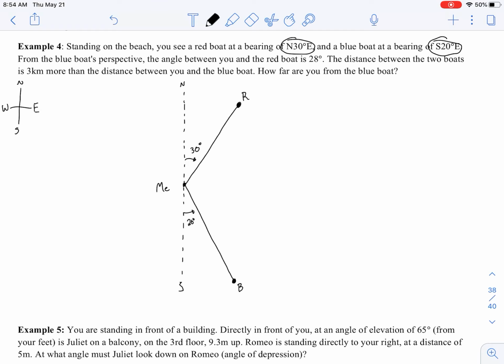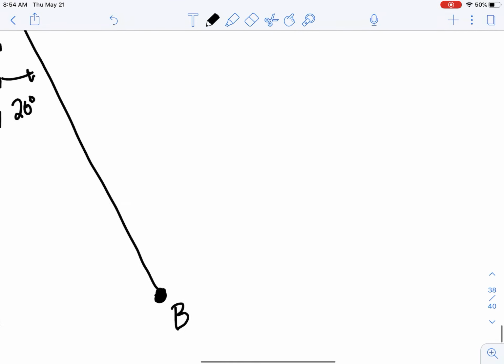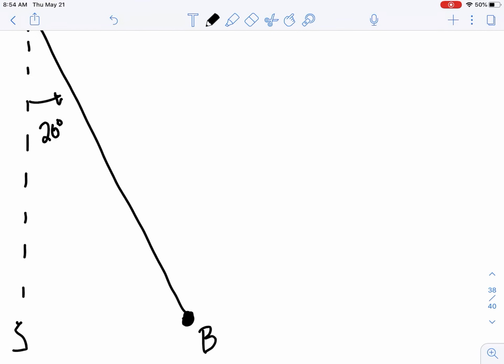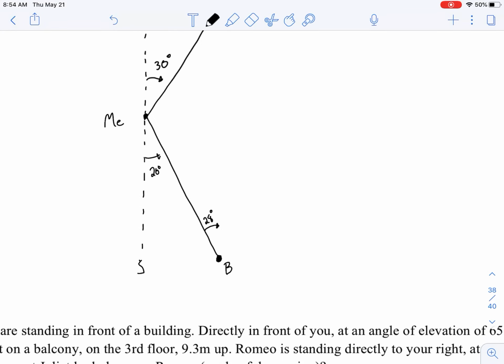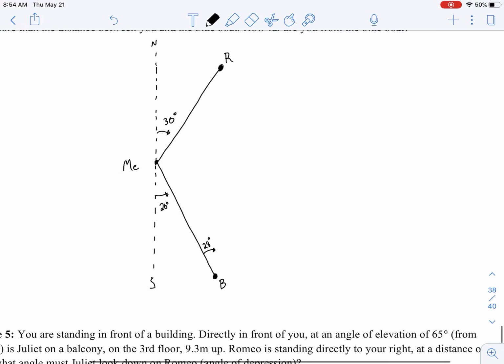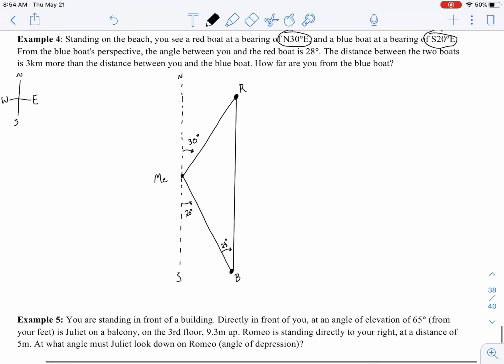Now from the blue boat's perspective, the angle between you and the red boat is 28 degrees. So now we have to imagine we're at the blue boat. So from the blue boat's perspective, he looks around to us, to the other boats at 28 degrees. Is the difference between us two. So I can draw my third line of a triangle right there. So quite often setting this diagram up is the most challenging part. Once we have the triangle drawn, the math behind it's not too bad.